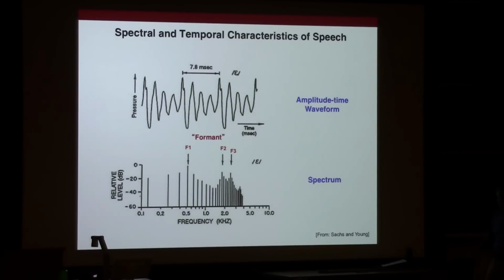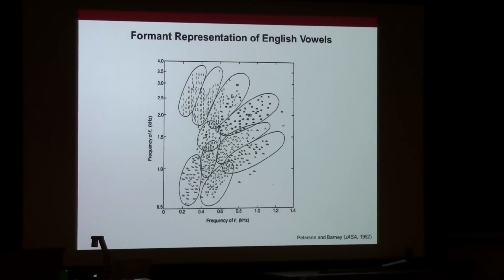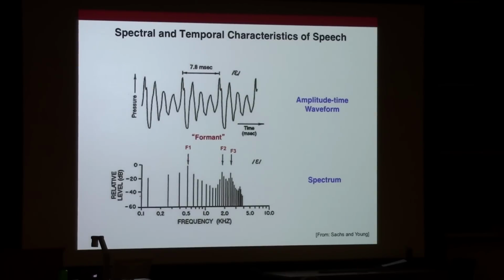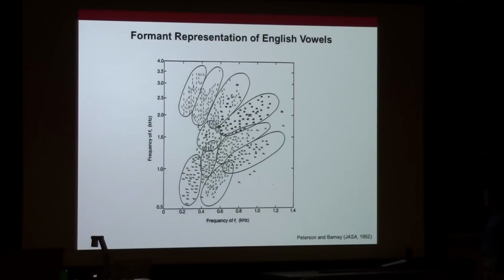So what we're going to do now is look at these two representations, the spectral representation, and see how these things are represented in the auditory nerve. This is the goal, okay? So here's how to go. I say that the formant is very important. If you plot the first two formants, F1 versus F2, for all the English vowels, you get an elliptical region for each vowel, and there's R and U, and so on.